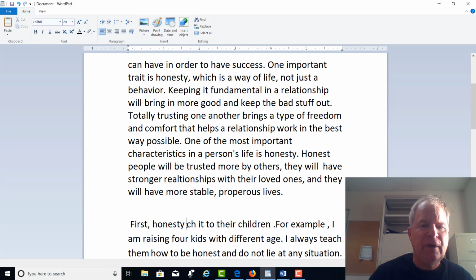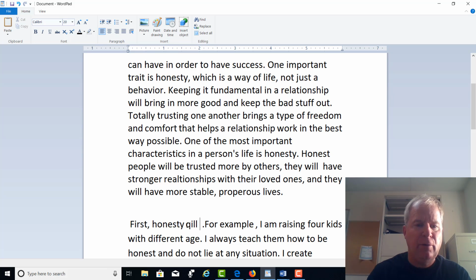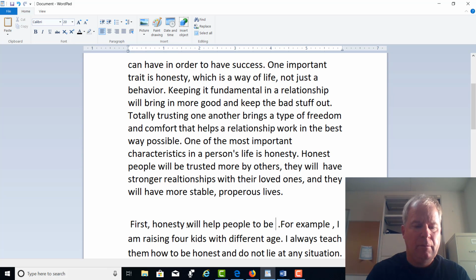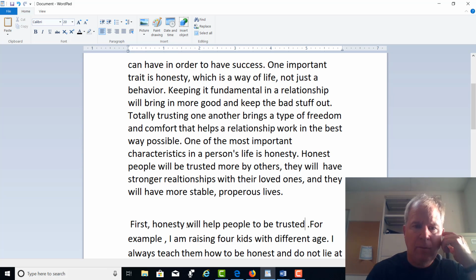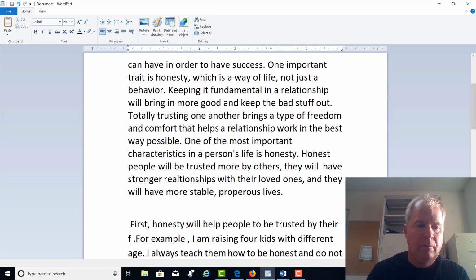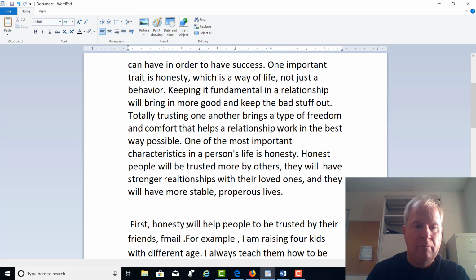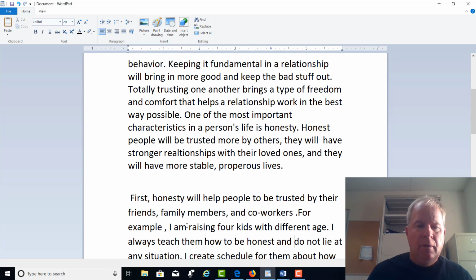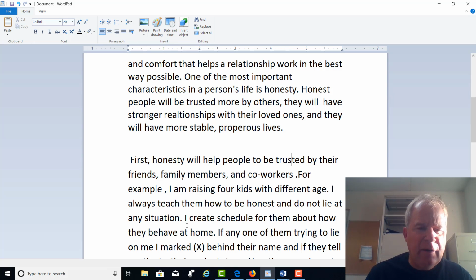So let's change this. Not should they teach it. I would just say honesty will help. Let's see, so here's the topic sentence. Honesty will help people be trusted by their friends, family members, and coworkers. For example, you have I am raising 4 kids.